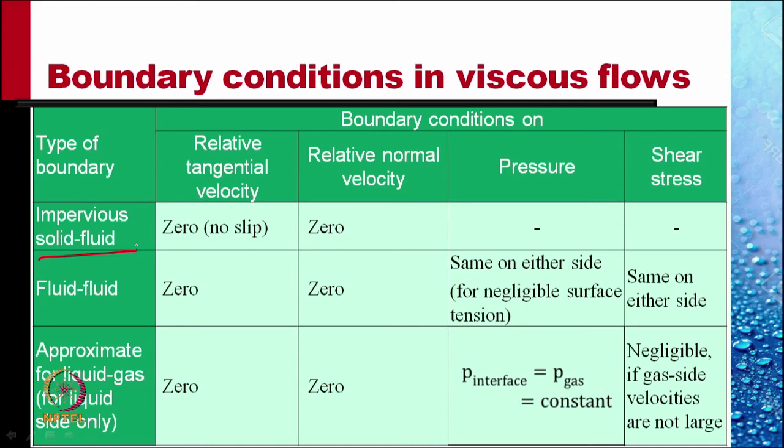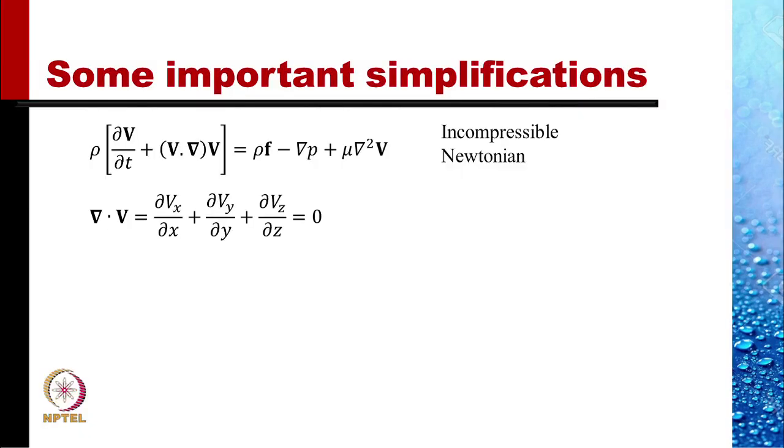The approximate conditions for the liquid-gas interface, for the liquid side only: the relative tangential velocity is 0, the relative normal velocity is 0 again, the pressure is the same, equal to the gas pressure, and gas pressure can be assumed constant, and the shear stresses are negligible if the gas side velocities are not very large. With these boundary conditions, we are now ready to solve problems.